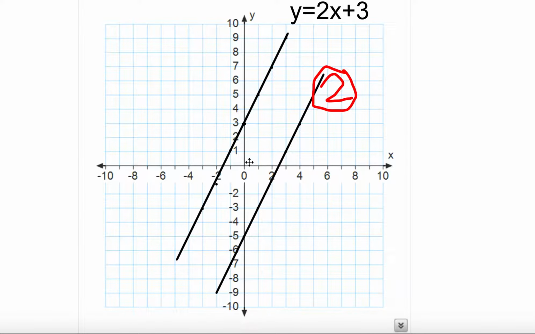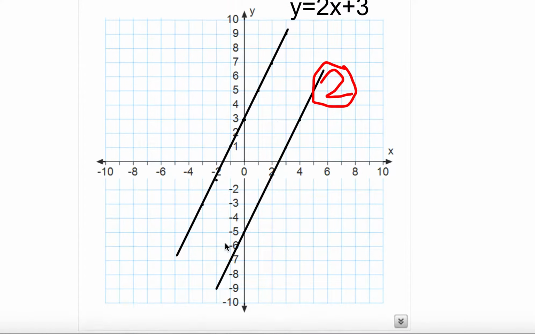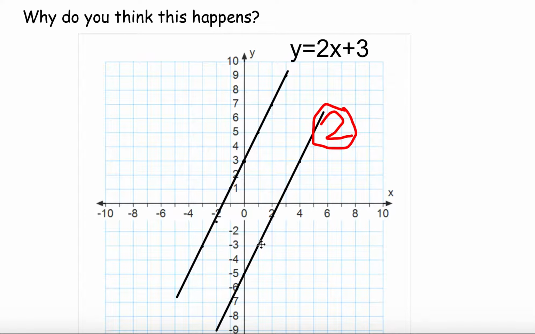So when we have these two lines, something that you should notice is that they're never going to intersect. The reason they're never going to intersect is because they have the same slope. They both go up 2 over 1, up 2 over 1. So this line can never catch up to that line, and this line will never go down to that line.